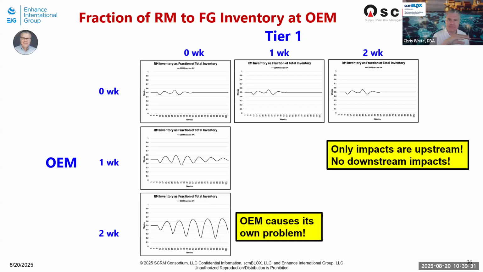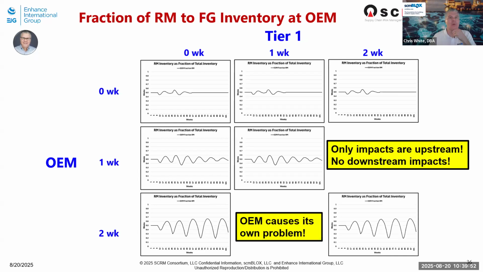So now we look at the tier one. If the tier one does this and the OEM does not, notice there's no change for the OEM. So the only impacts are upstream. There's no downstream impact. So the fraction of raw material stays the same for everyone downstream, but not upstream. But let's do that double whammy again and see what that does. And you'll notice these charts look just like the ones on the left.